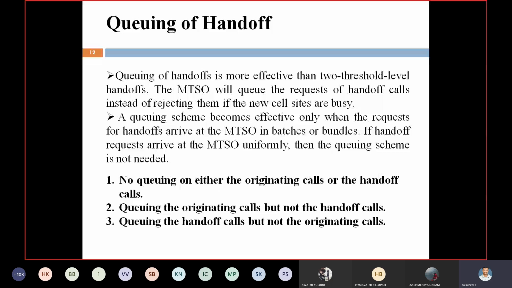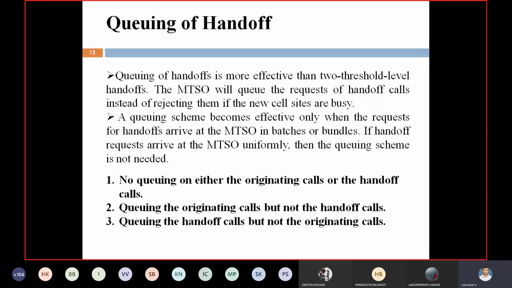A queuing scheme becomes effective only when the requests for handoffs arrive at the MTSO in batches or bundles. That is, a batch or bundle of handoff requests arrive at a time. Otherwise there is no need for the scheme. Suppose 1 or 2 customers raise a handoff, at that time, no problem. There is no need for queuing handoff. Where bundles or batches of handoffs are initiated, at that time we go for queuing handoff.